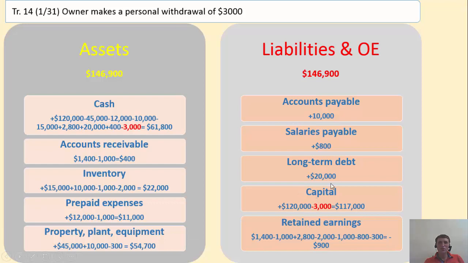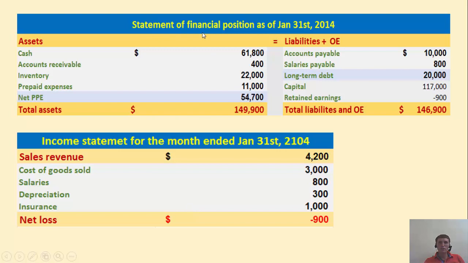it owes its owners $117,000 as a capital contribution and minus $900. So actually this must be deducted from the $117,000 to arrive at the net owner's equity, because retained earnings is a negative $900 as a result of the loss that it sustained in the first month. Now these figures are summarized in the following statement. It's called the statement of financial position or the balance sheet, and it shows the same numbers that we arrive at as balances of the different accounts after recording all the transactions.